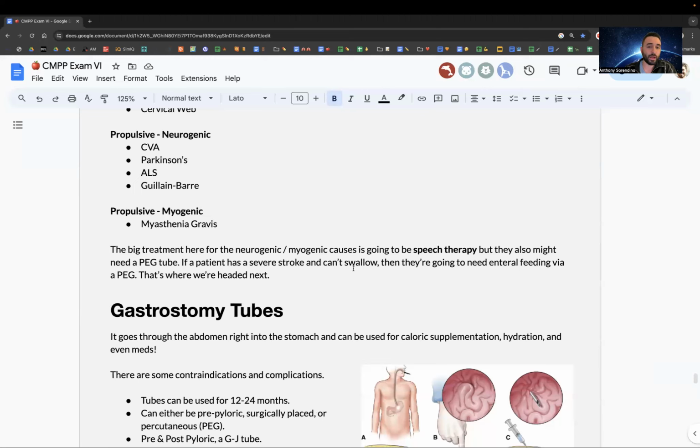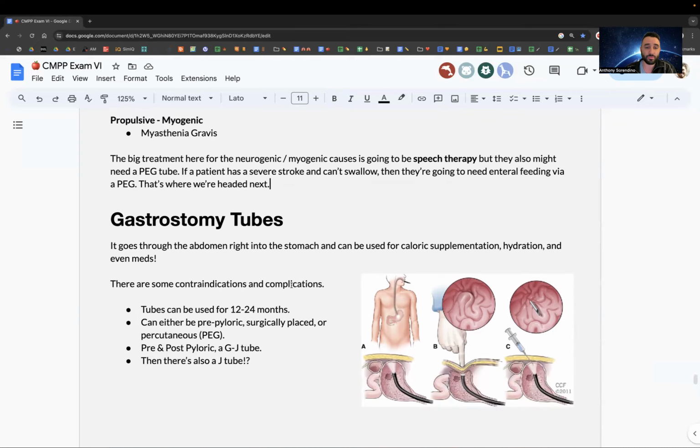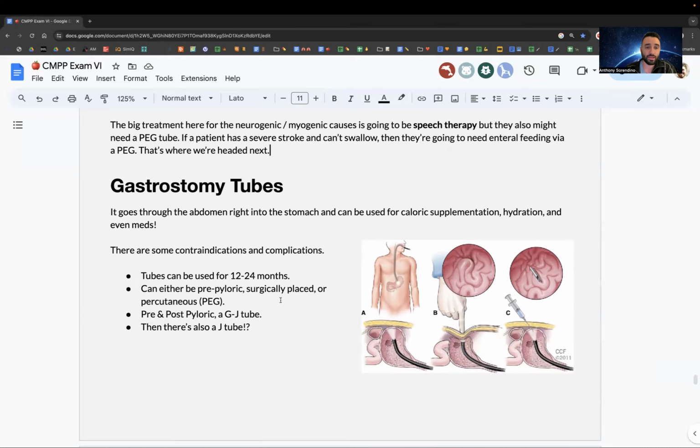If there's a neurogenic or myogenic cause, we're going to bring in speech therapy. The patient also might need a PEG tube. If they can't swallow, if they can't get food into their pharynx, or if they're having tongue issues and they can't eat or drink, then they're probably going to need a gastrostomy tube. So that's what we're talking about next.